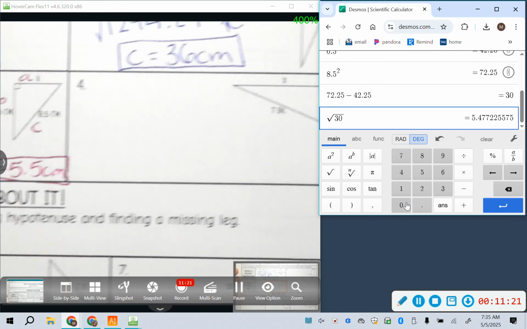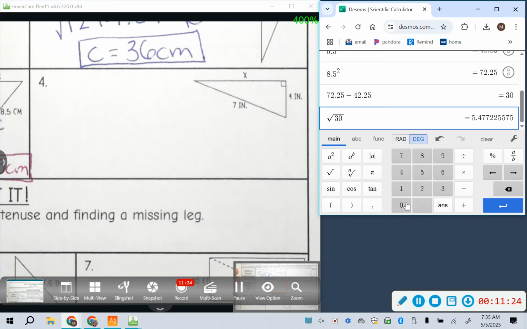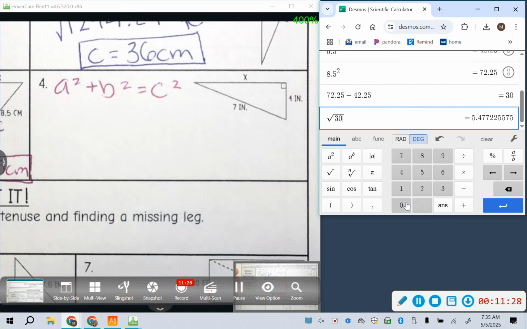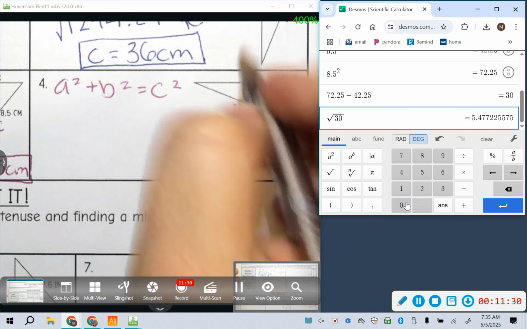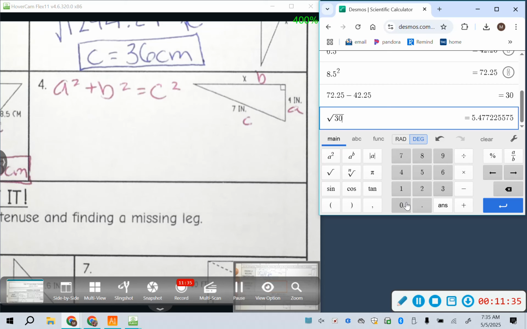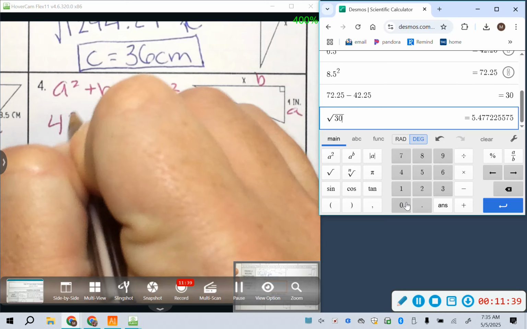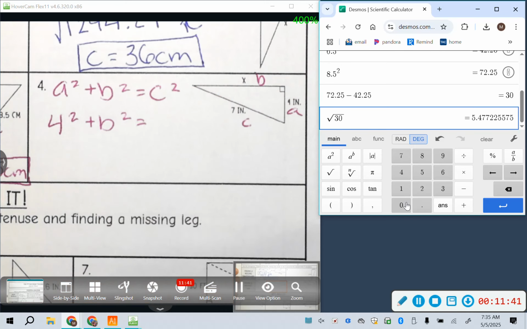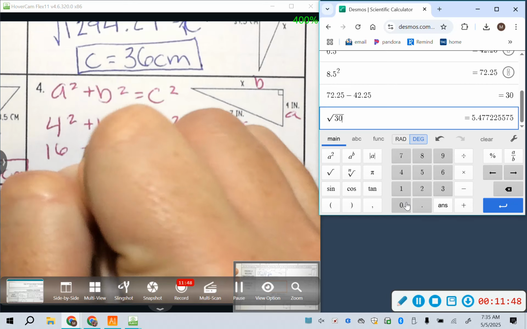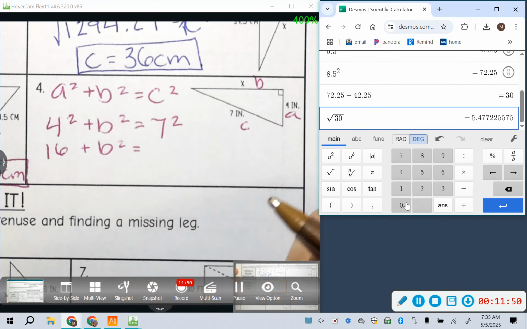Okay, so let's look at this one. Same concept. So again, this is my side C. So we'll say A and B. So A is 4. We don't know B. And C is 7. What's 4 squared? 16. If you don't know that, is that okay? Yes, you can use your calculator. What's 7 squared? 49.